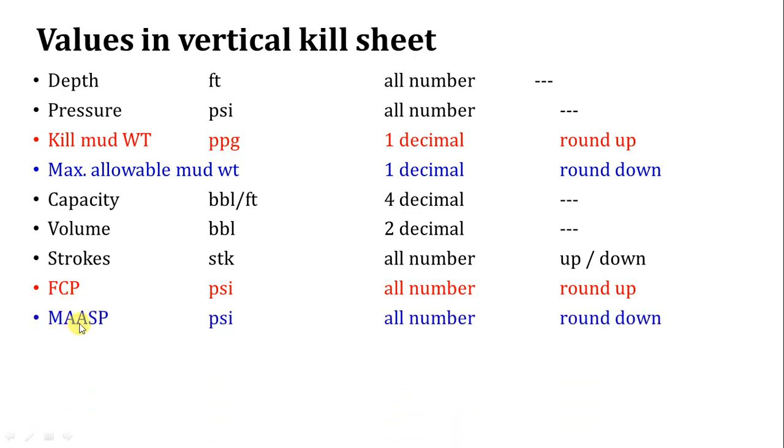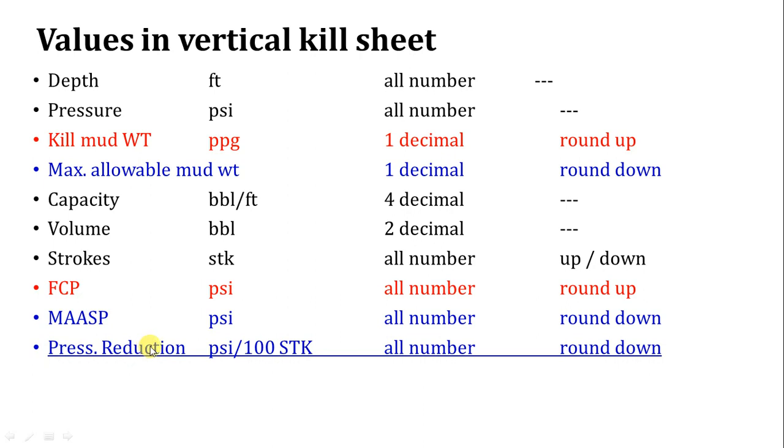MASP, or maximum allowable annular surface pressure, in PSI. MASP has to be a whole number, but it has to be rounded down, because if the MASP is exceeded, for example, if the MASP is 1000.5 and it becomes 1000.6, that will exceed the MASP and fracture will happen to the formation. So we round down, so 1000 is enough.